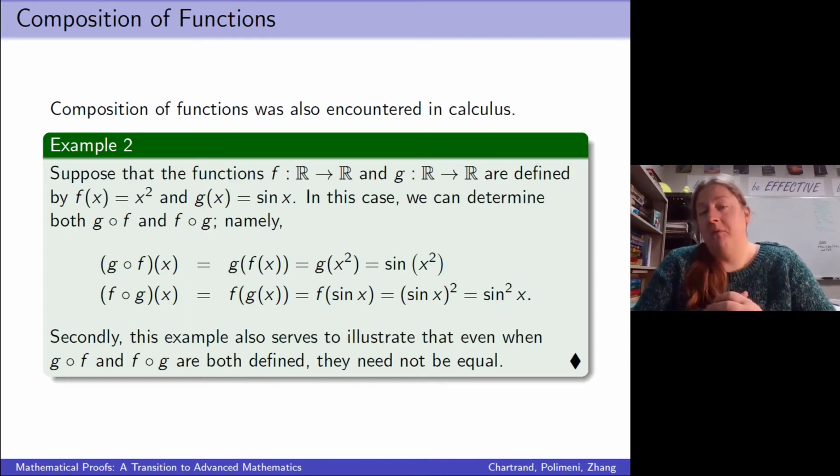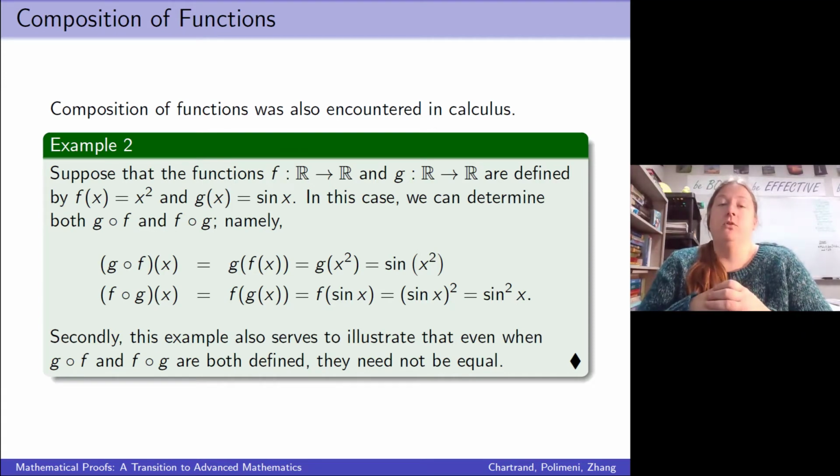Now, this is probably the type of function composition you've seen before. This is a common thing in calculus, where we're looking at functions that are on the real numbers. So I might have f of x equals x squared, and g of x equals sine of x. So we can look at g of f and f of g. So g of f says we're going to do f of x first, and then we're going to do g of x. So we're really taking g of x squared, which is the sine of x squared. Now f of g of x says we're going to do g first. So we're really taking f of the sine of x.